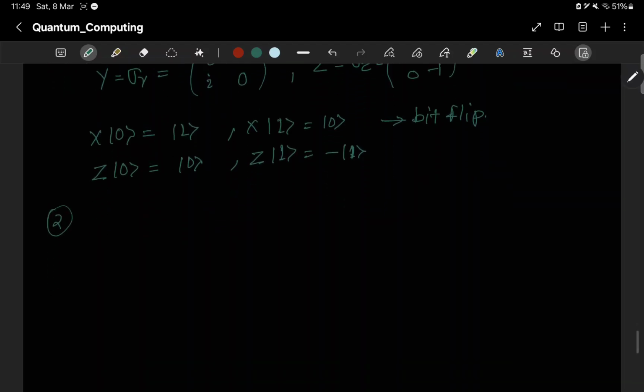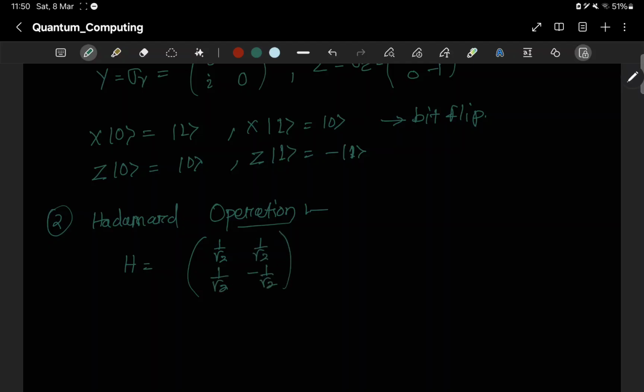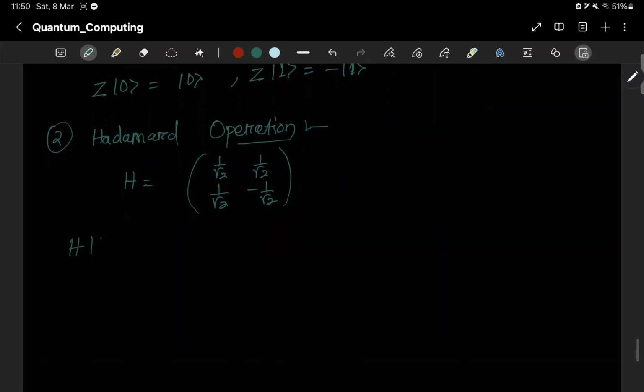Now let's go to the other operation, which is the Hadamard operation, and we'll write it as 1 by root 2, 1 by root 2, 1 by root 2, minus 1 by root 2. So if we apply Hadamard on the 0 state, it will give us 1 by root 2 |0> plus 1 by root 2 |1>, right? So this is the 0 state index, this is the 1 state index.